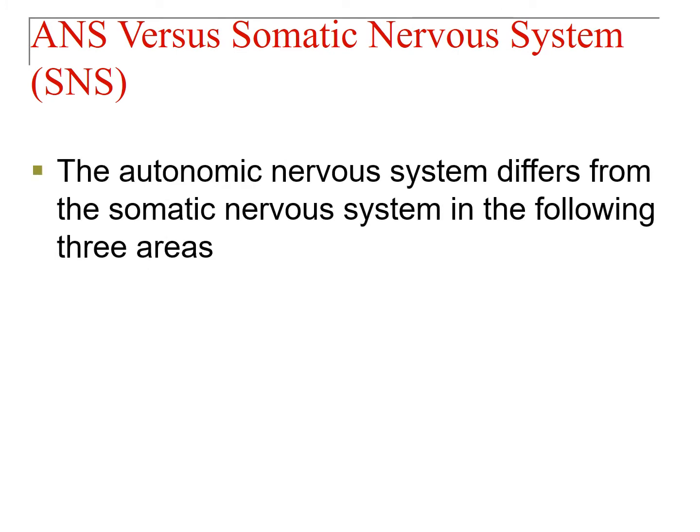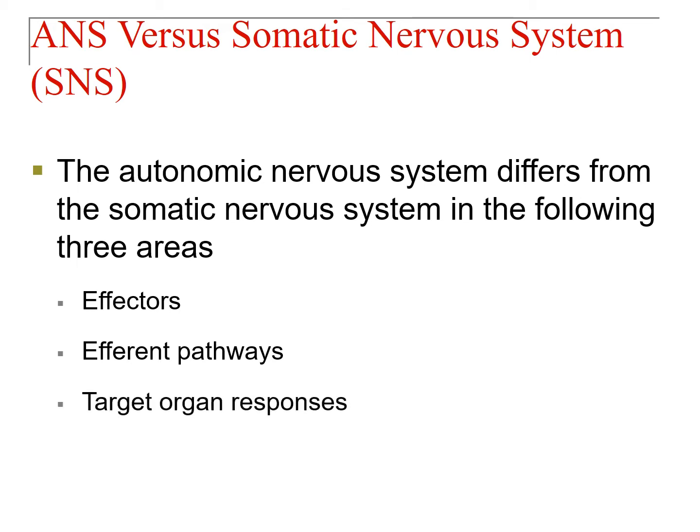So the autonomic nervous system will differ from the somatic nervous system in three ways. First of all, it's got different effectors. Secondly, the efferent pathways look different, so one neuron versus two neurons. And the third is the target organ responses. So I want you to remember, again, that the organ responses in the somatic nervous system are always excitatory. In the autonomic nervous system, sometimes excitatory, sometimes inhibitory.